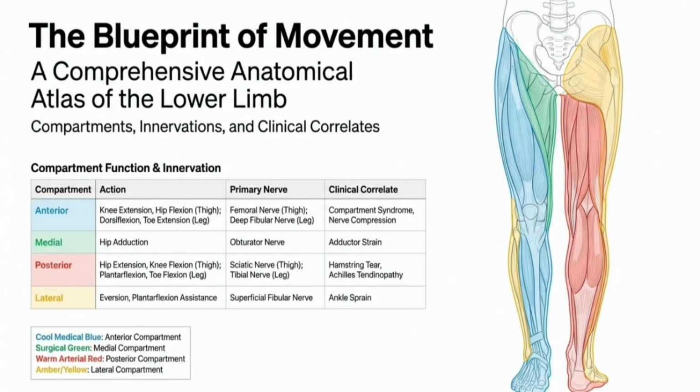We observe the anterior compartment highlighted in structural blue, driving knee extension and hip flexion via the femoral nerve. Adjacent is the medial compartment in surgical green, dedicated to thigh adduction through the obturator nerve. Posteriorly, the posterior compartment is designated in arterial red, facilitating knee flexion and hip extension via the sciatic nerve. Finally, the lateral compartment in yellow manages eversion. Understanding this fascial architecture is paramount for evaluating biomechanics and clinical syndromes like compartment entrapment.